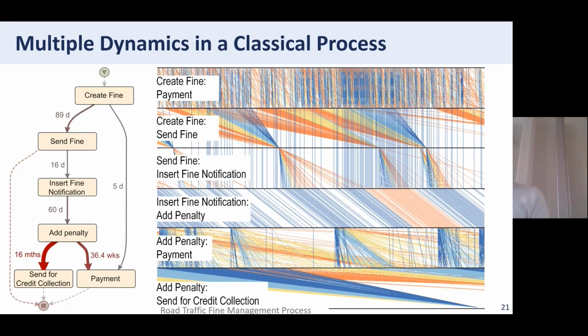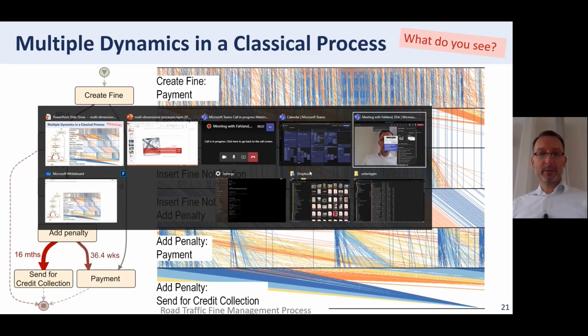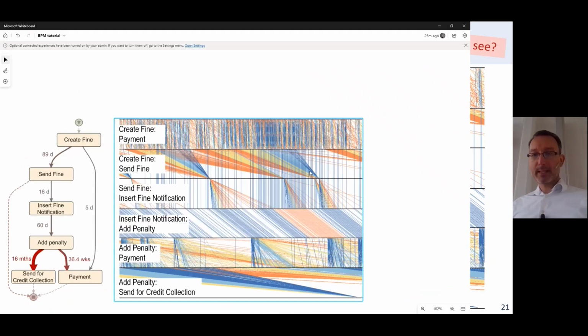Now comes the interactive part. What do you see here? What do you see in this picture? I'm going to switch to a whiteboard. We're going to highlight and annotate what you say.